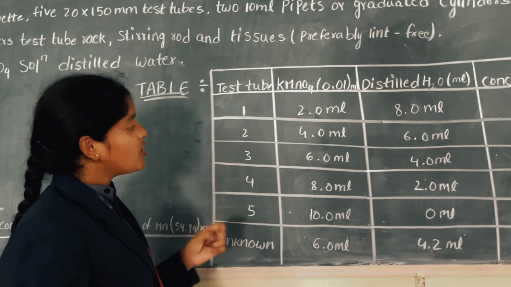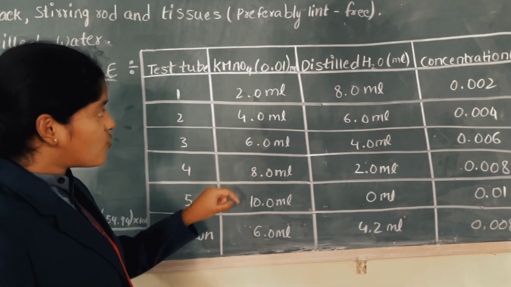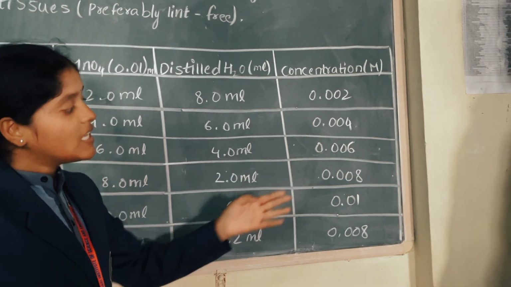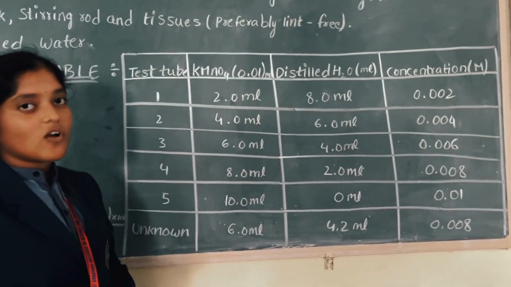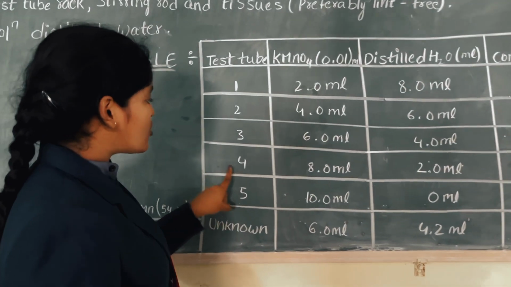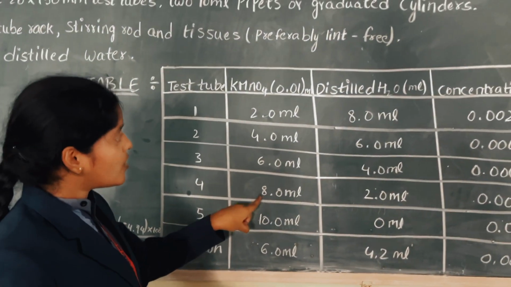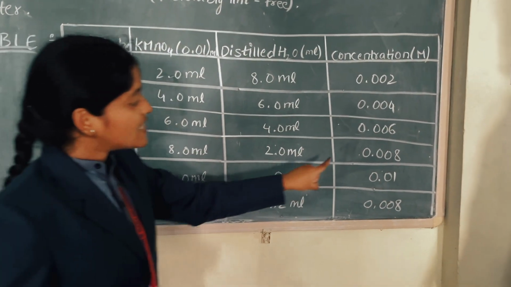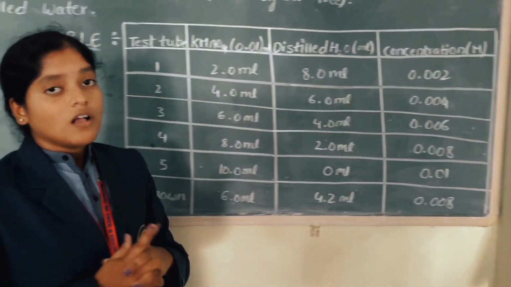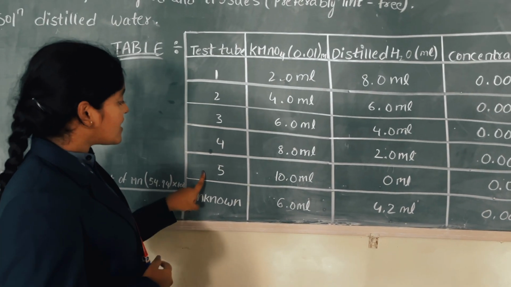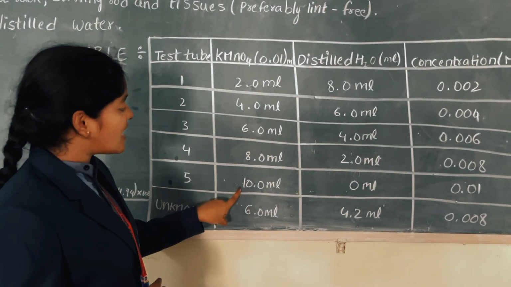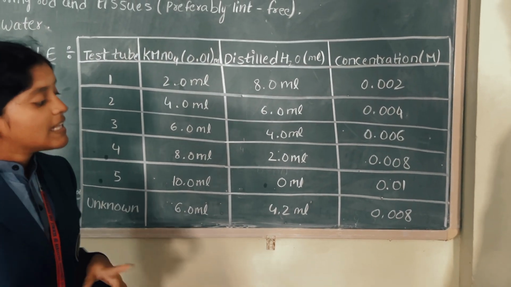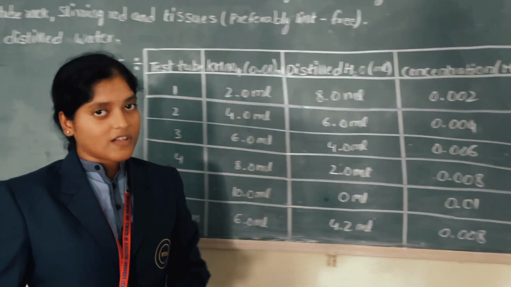In test tube 3, we add 6 ml of KMnO4 solution and 4 ml of distilled water, and 0.06 molar concentration is obtained. In test tube 4, we add 8 ml of KMnO4 solution and 2 ml of distilled water, and 0.08 molar concentration is obtained. In test tube 5, we add 10 ml of KMnO4 solution and 0 ml of distilled water, then we get 0.1 molar concentration.